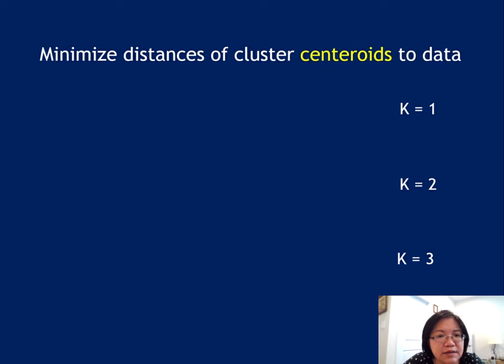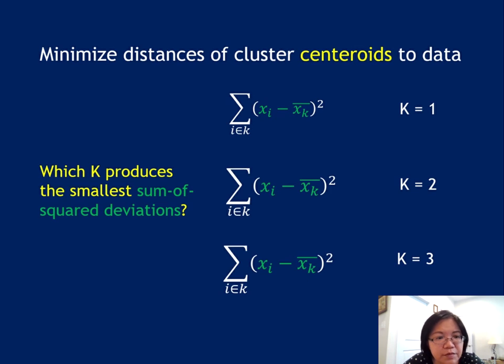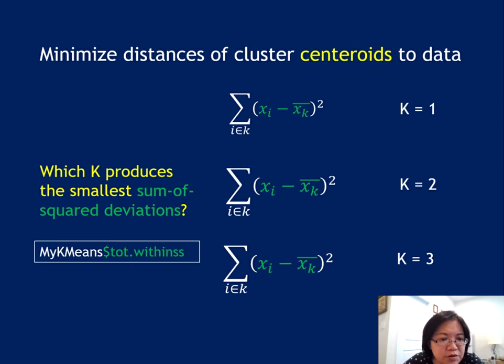Okay, so what you want to do is minimize the distance of cluster centroids to data. And how do you do that, right? So what you want to do is compute the total amount of variation for k equal 1, k equal 2, k equal 3, and you compare them, right? And then you ask the question which k produced the smallest amount of sum of square deviations. And again, that's this measure.